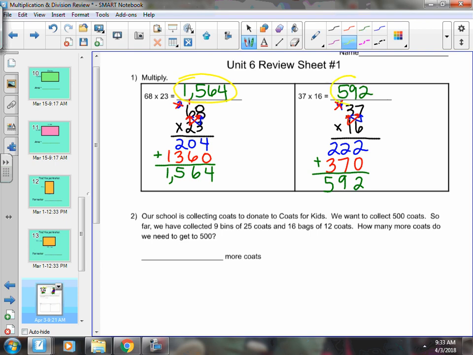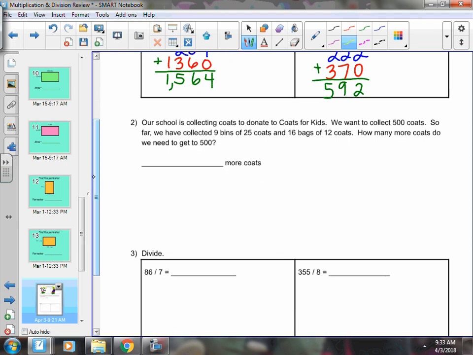So we just did 2 multiplication problems. Number 2 is a multiplication problem, but it's a word problem. Here we go. Our school is collecting coats to donate to Coats for Kids. We want to collect 500. So far, we've collected 9 bins of 25 and 16 bags of 12. How many more coats do we need to get to 500?